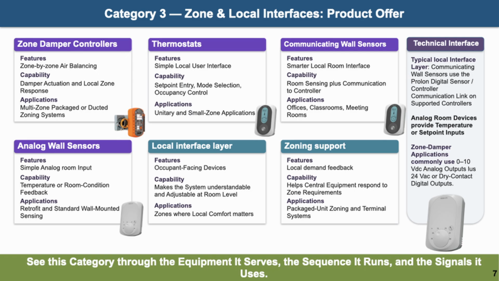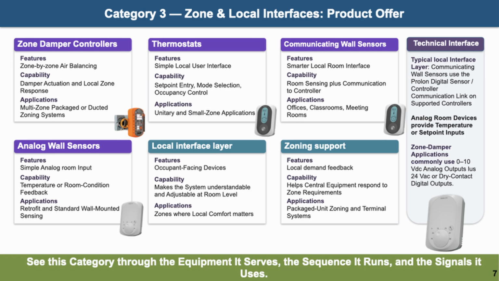This includes zone damper controllers, thermostats, communicating wall sensors, analog wall sensors, and other local interface elements. These products connect the central control logic to room comfort, zone demand, and occupant interaction. Zone damper controllers support zone-by-zone air balancing and local response. Thermostats provide a simple local user interface for set point entry, mode selection, and occupancy control.